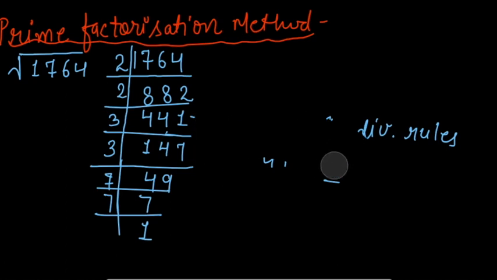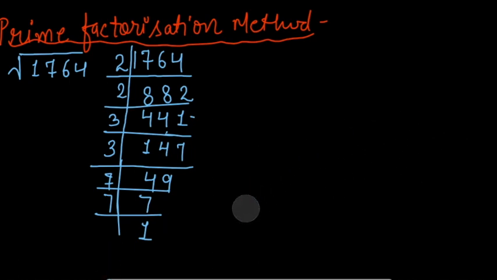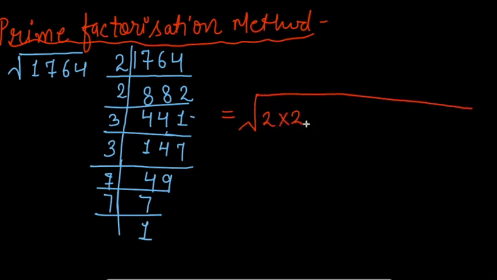Now, how do we calculate the square root? We have done the prime factorization of the given number, which is your 1764. Now, how do we proceed from the prime factorization? So we write the numbers under the square root which are the prime factors, which is 2 into 2, 3 into 3 and 7 into 7.